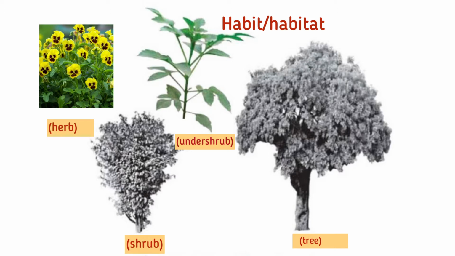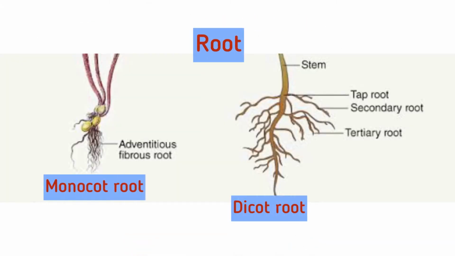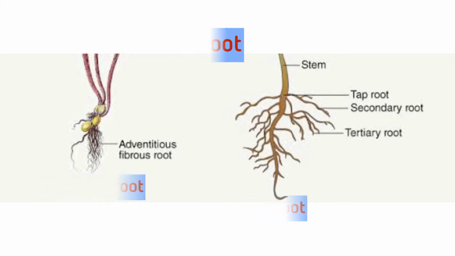The last type is tree. It's a perennial plant with an elongated stem or trunk which develops many branches, usually at some height above the ground. We see many such plants around us. We know that angiosperm can be divided into two types, monocotyledons and dicotyledons. Usually the roots of monocot plants are adventitious fibrous roots and dicots have a main root.